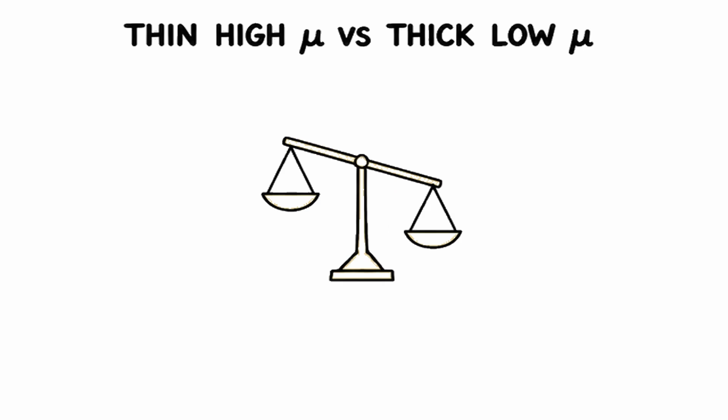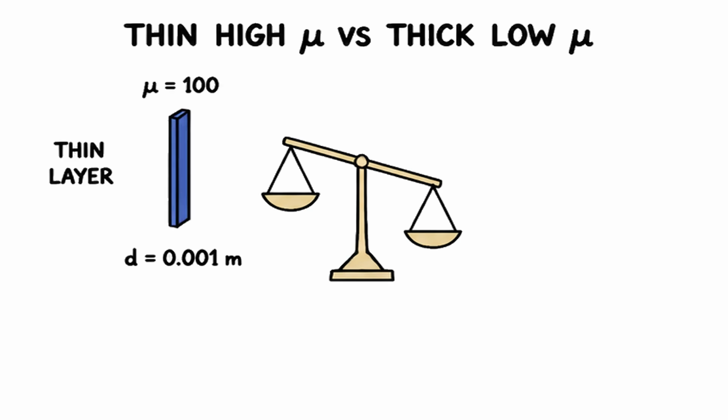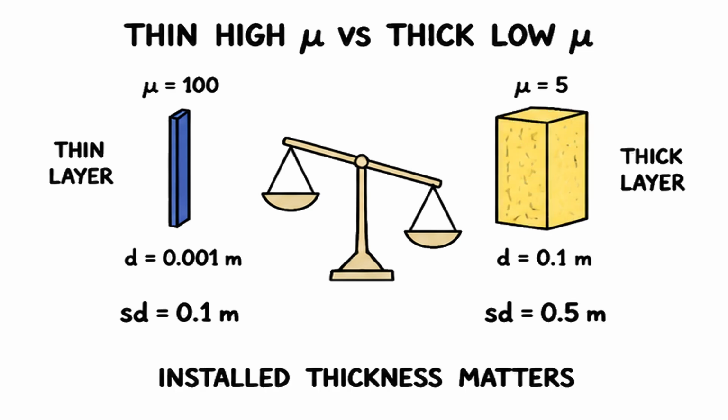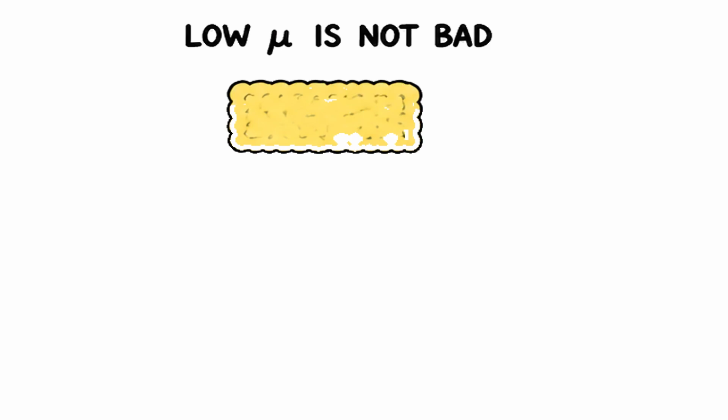A high mu value does not automatically make a material a vapor barrier in a specific wall. A thin, high mu layer may have less total resistance than a thick, lower mu layer. Installed thickness matters. A low mu value does not mean bad or leaky. It means lower resistance to vapor diffusion through the material.